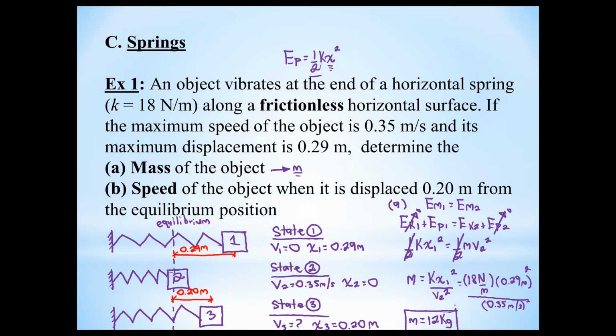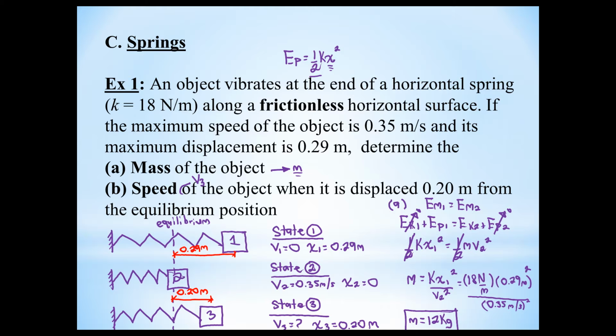Now, B wants me to get the speed of the object at the in-between state. So that is V3. Now, I should point out for a spring question, you have to make the reference point the unstretched position. So it's got to be equilibrium. Don't try to mess around with where the reference point is, or you're going to get into huge problems. So just keep this one absolutely as equilibrium where x is 0.